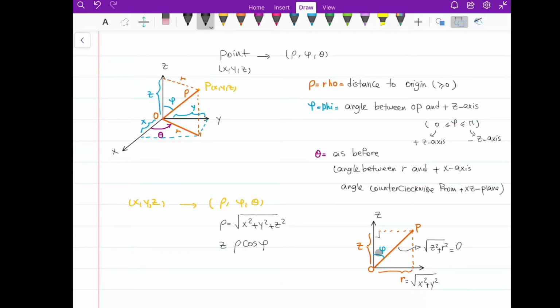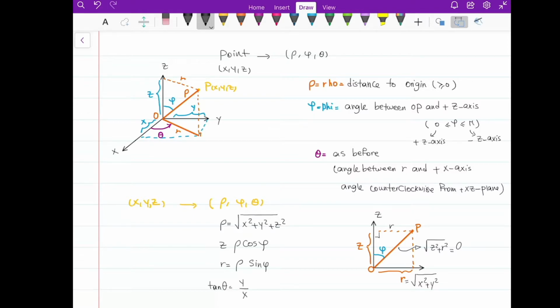Okay, or I can say that r that I have in here, which would be the same as this side in here, r would be rho sine phi. Okay, so I can say that phi would be the arctan of r over z, but we just need one or two of these equations to find r. And then theta is as before, because the tan of theta would be y over x.